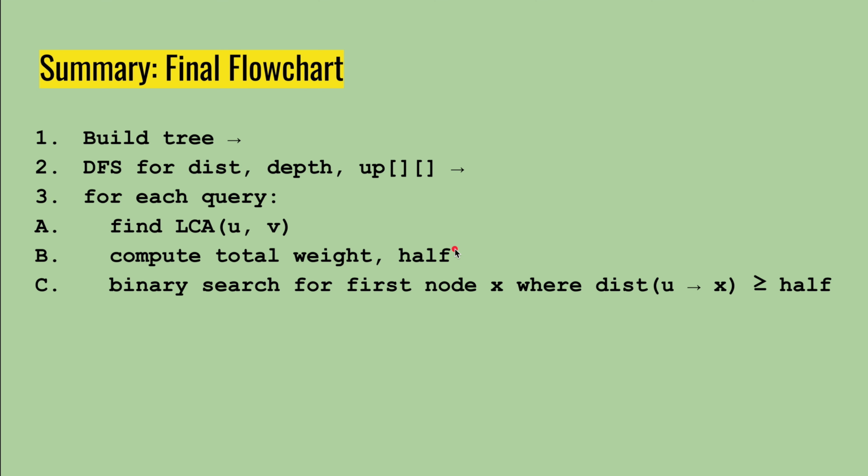Okay, so the summary of the flow is to first build the tree, do the DFS for dist and depth, and define these variables. For each query, first find the LCA of u and v, then compute the total weight and find the half. Then you will do the binary search for the first node x where the dist between u and x is greater than or equal to half, right?